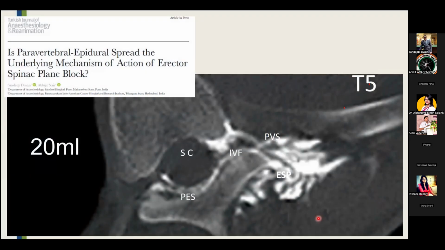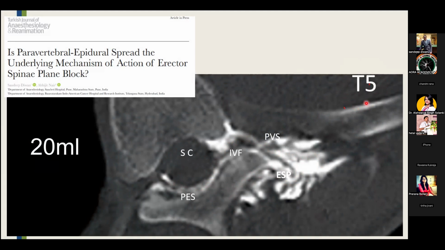However, when we did cadaveric studies in 5 patients, we injected with the catheter, of course. And at the erectospinal plane, you can see there is a spread in the retrolaminar. There is a spread through the costotransverse foramen into the intervertebral foramen, going into the epidural space posteriorly, and then the contralateral intervertebral foramen. That was the spread with 20 ml, but this was at the level of T5.